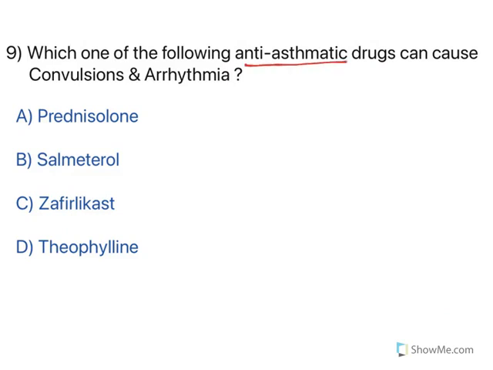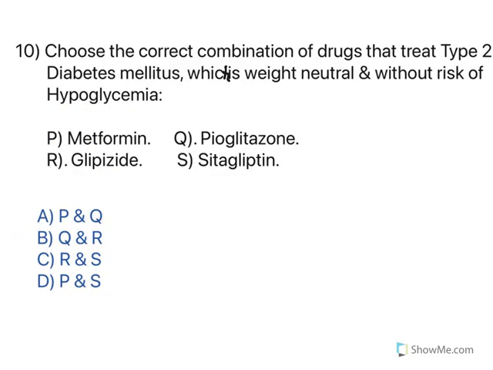Which of the following anti-asthmatic drugs can cause convulsion as well as arrhythmia? Remember this, Theophylline. Theophylline is used to treat asthma, but the higher doses will result in convulsion as well as arrhythmia. So option D is correct. Moving to the next one.